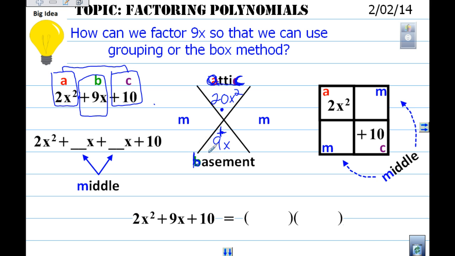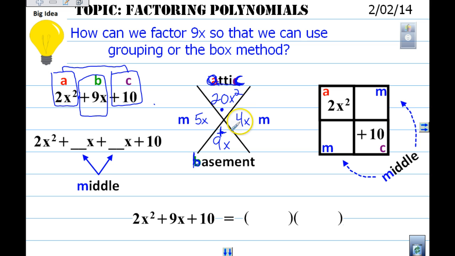Think about it for a second. Numbers multiply to 20 and add to 9. And you get 5 and 4. Either order does not matter here. Is this complete? Does 5 plus 4 equal 9x? No. So let's not forget the x.